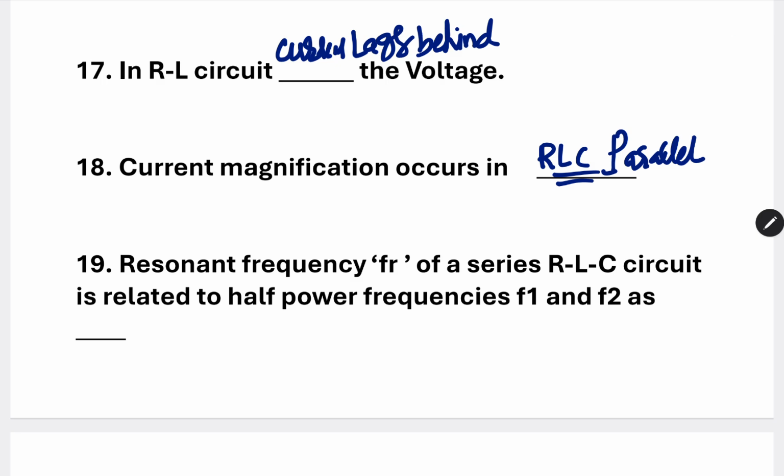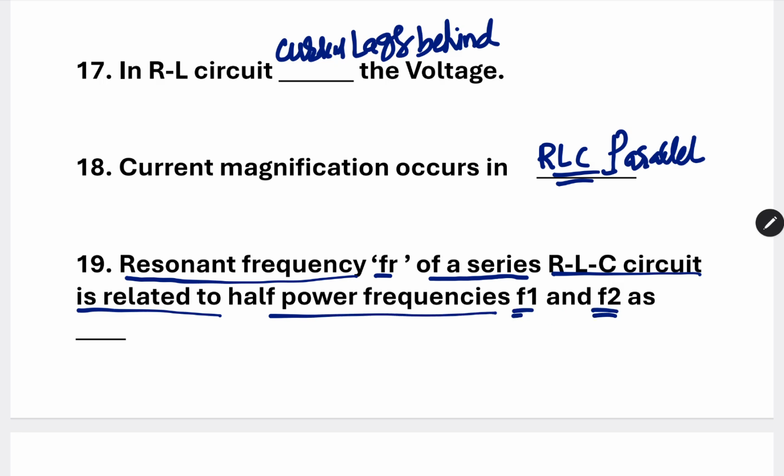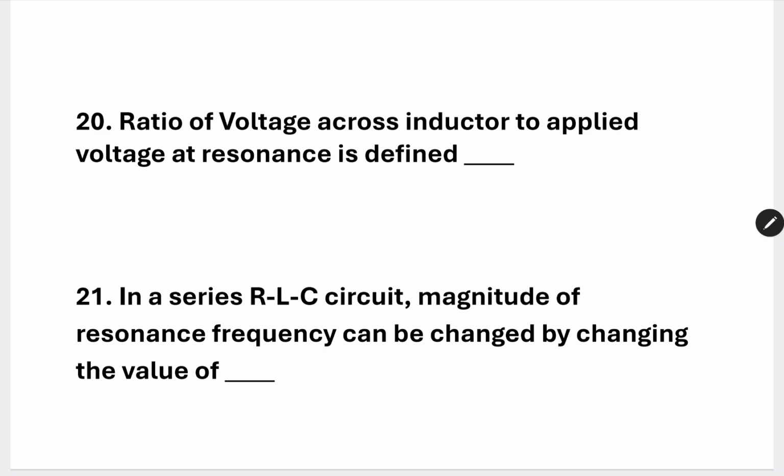Next, 19th question. The resonant frequency FR of a series RLC circuit is related to the half power frequencies F1 and F2, the lower cutoff frequency and upper cutoff frequency. What is the relation? FR is equal to root of F1 into F2.